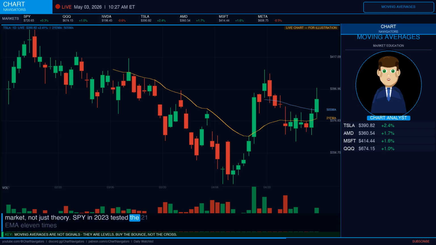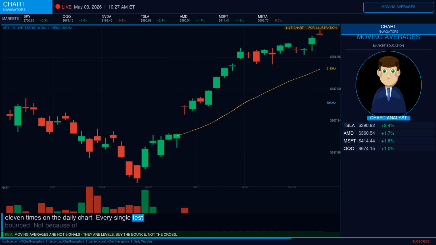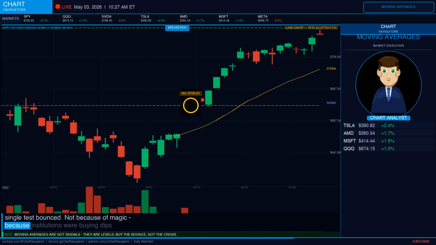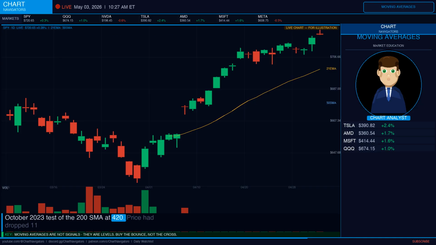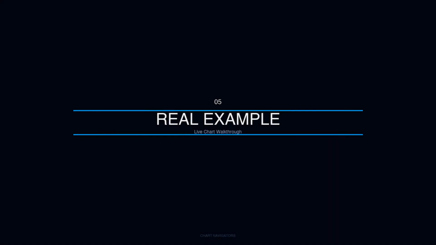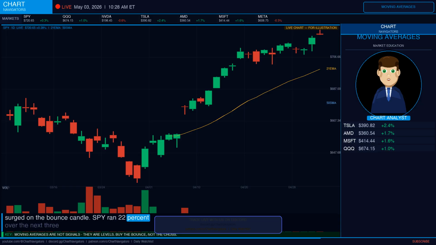SPY in 2023 tested the 21 EMA 11 times on the daily chart. Every single test bounced. Not because of magic, because institutions were buying dips at a level that the entire market was watching. The most powerful example was the October 2023 test of the 200 SMA at 420. Price had dropped 11% from the highs. It landed exactly on the 200 SMA. Rejection candle formed. Volume surged on the bounce candle. SPY ran 22% over the next 3 months without ever looking back.